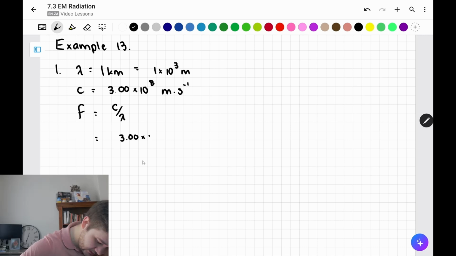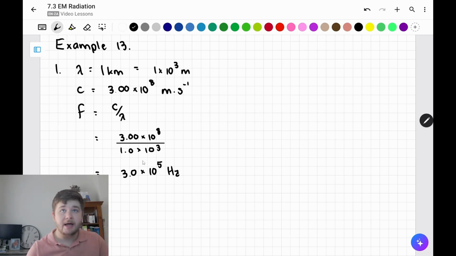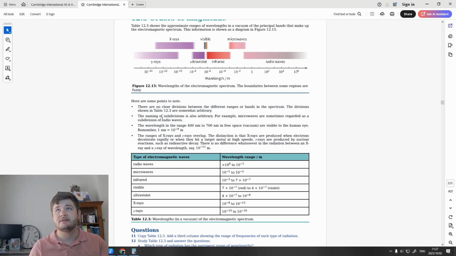3.00 times 10 to the power 8 divided by lambda, which is 1.0 times 10 to the power 3. It will give us 3.0 times 10 to the power 5 hertz. Now we go back to the textbook and we have a look for what fits there.